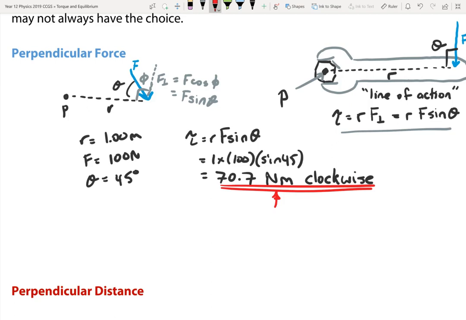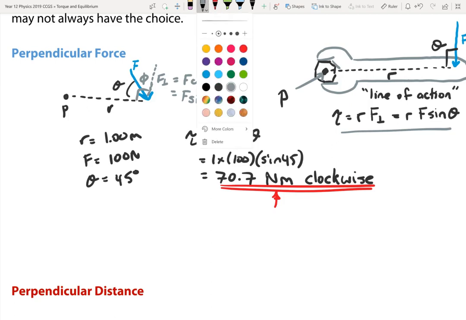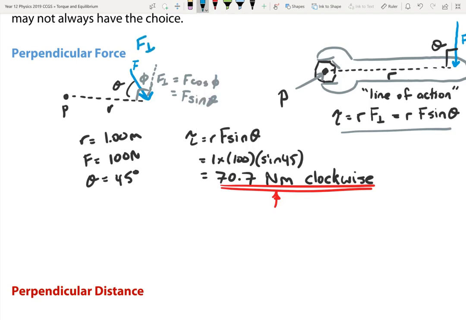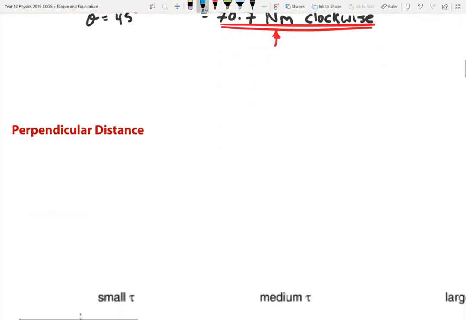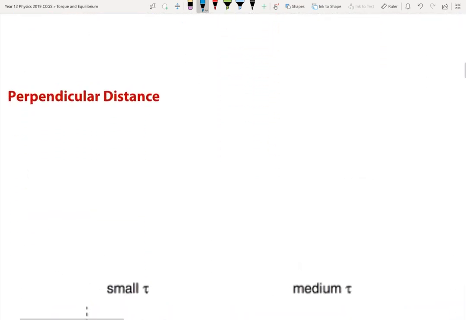Okay. Now, perpendicular force is probably used for about 90% of the problems and the scenarios. However, there is a perpendicular distance example, which, as I said, can be used. There are some questions where perpendicular distance is easier. It's not often, but I'll show you some examples where it is much simpler.